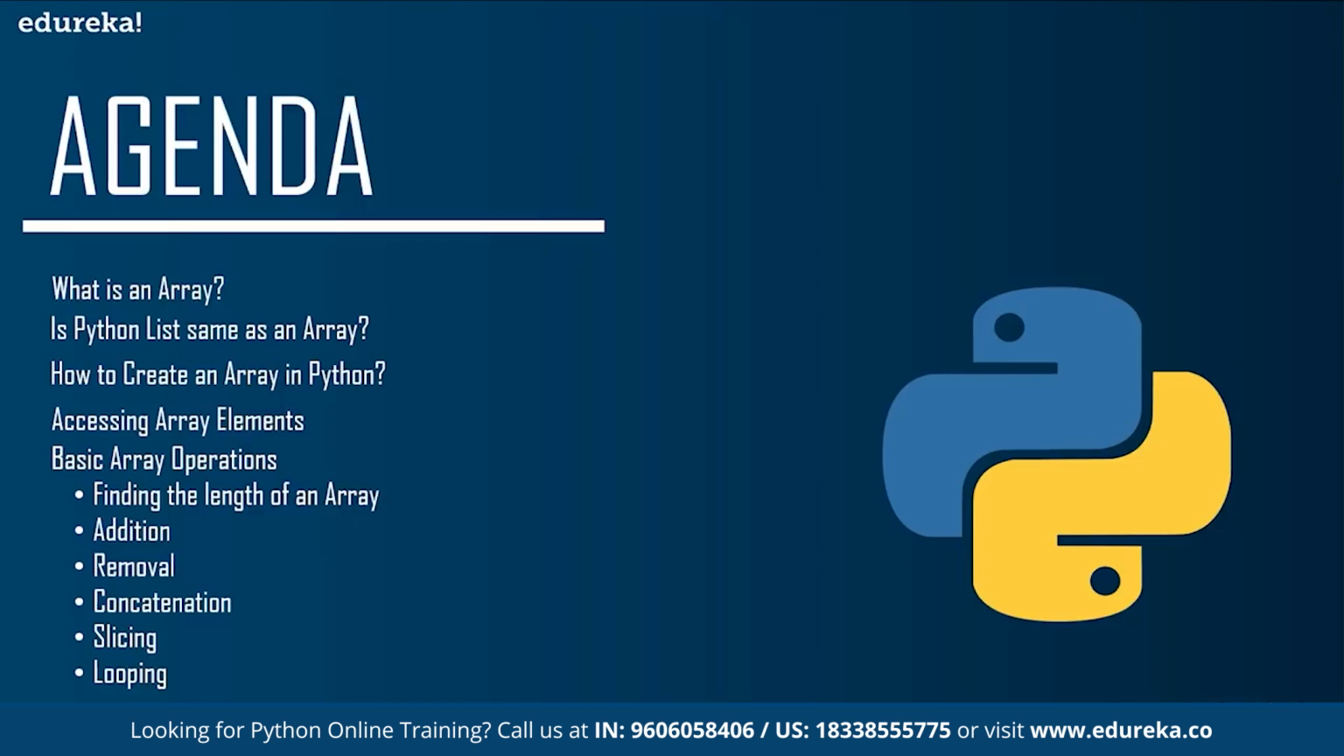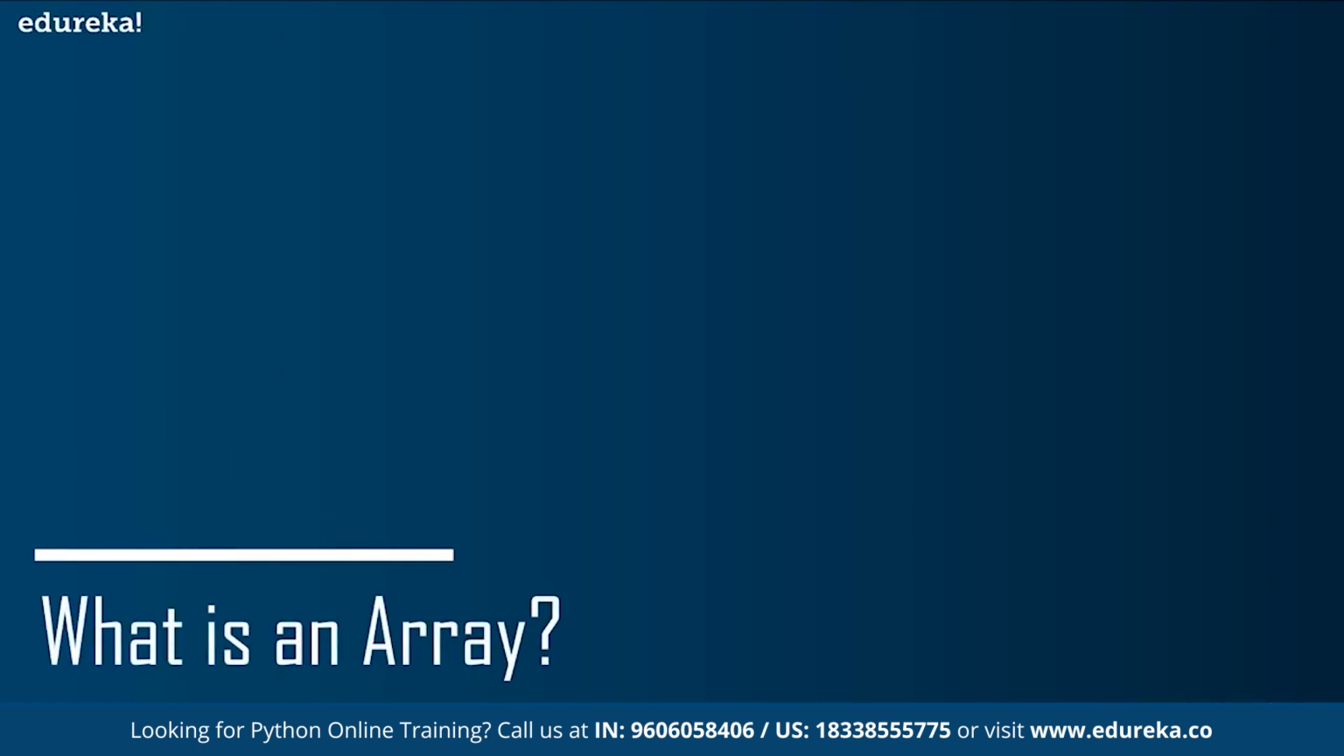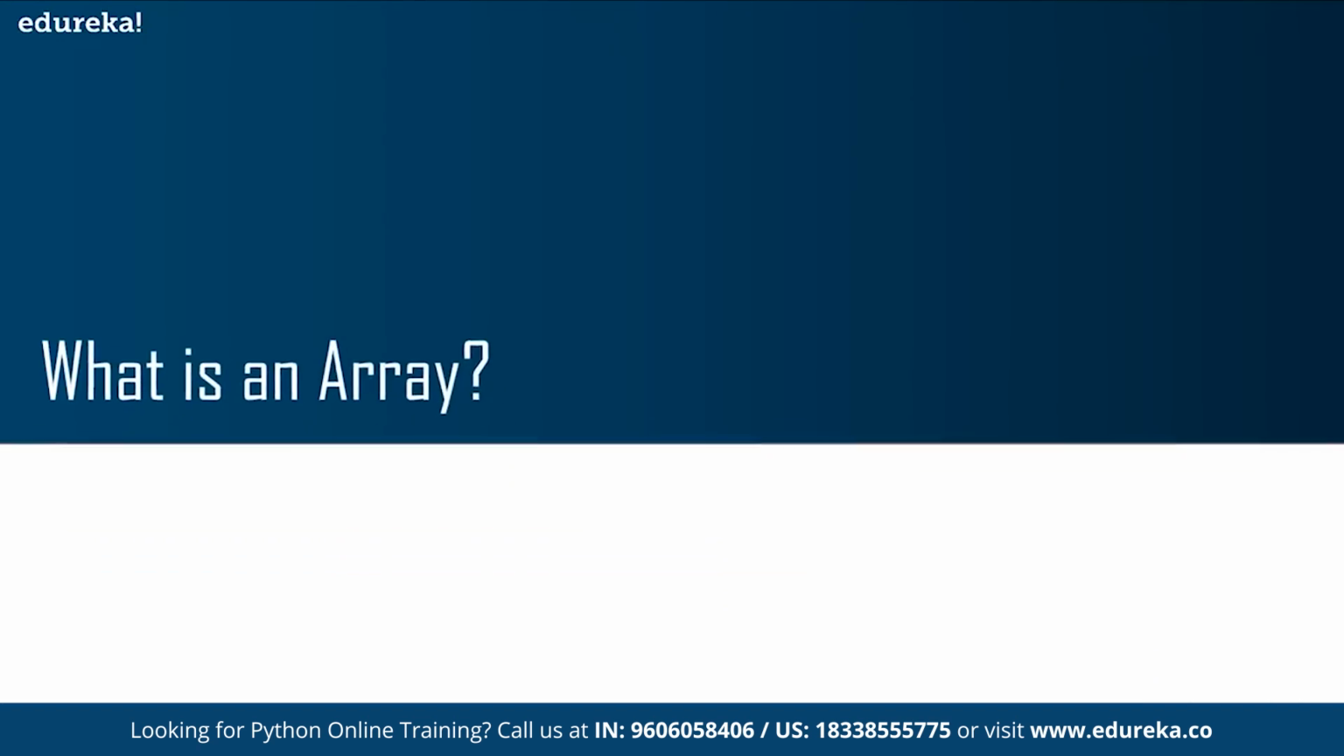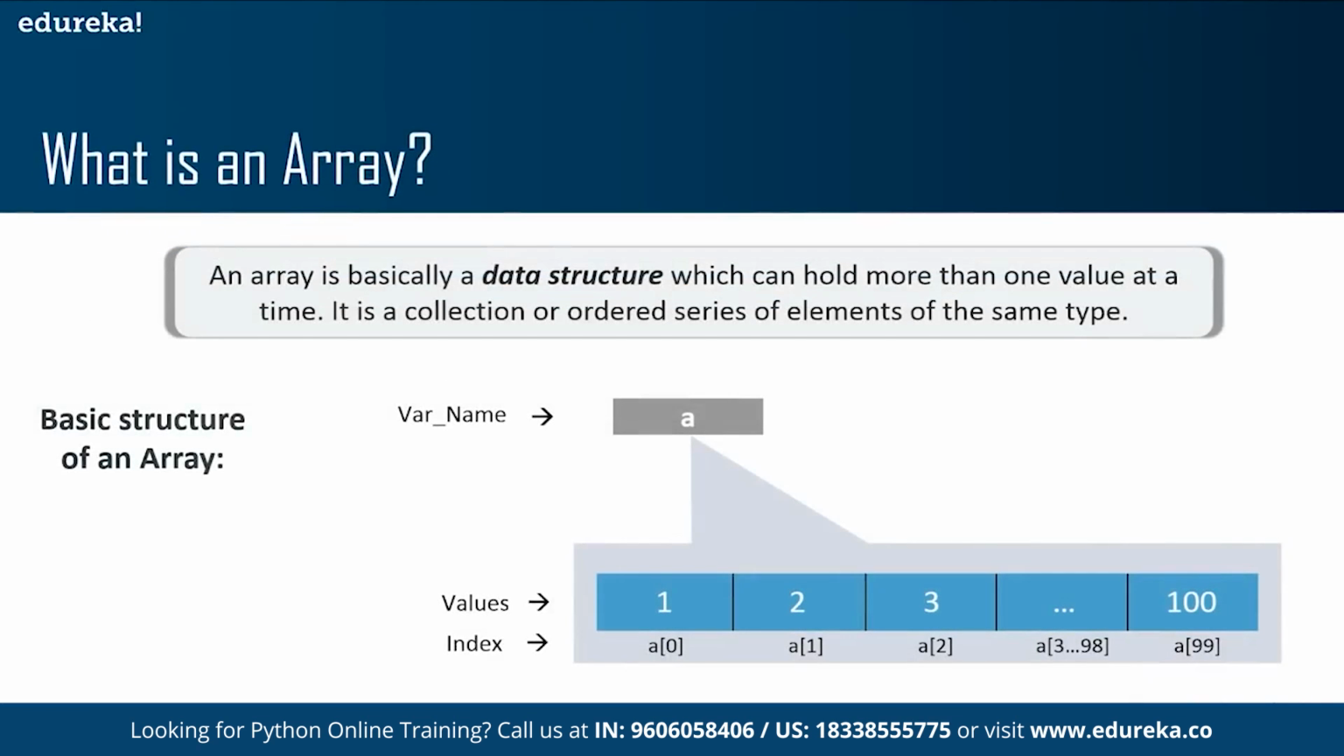So I hope everyone's clear with this agenda. Now let's move on towards the first topic. Our first topic for this session is what exactly is an array? An array is basically a data structure with an ordered series of elements. Any variable that is declared as an array can hold more than one value at the same time. All values in an array have a particular address which is specified by its index number.